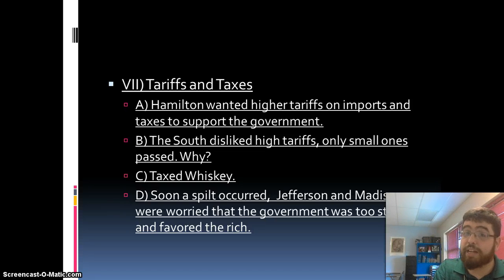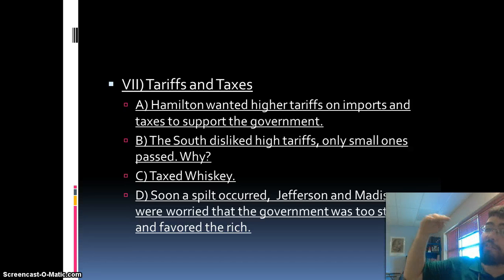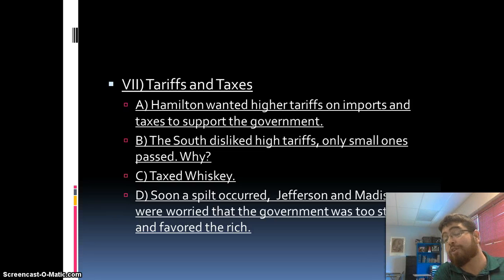So Hamilton, yet again, wanted higher tariffs on imports and taxes to support the government. So what he wanted to do was increase the amount of taxation on goods that come into the United States to support our manufacturing base in the northern states. But the problem is the southern states disliked this. Because think about it, the southern states, what do they do for their economy? Well, if you forgot, they mostly grow stuff.